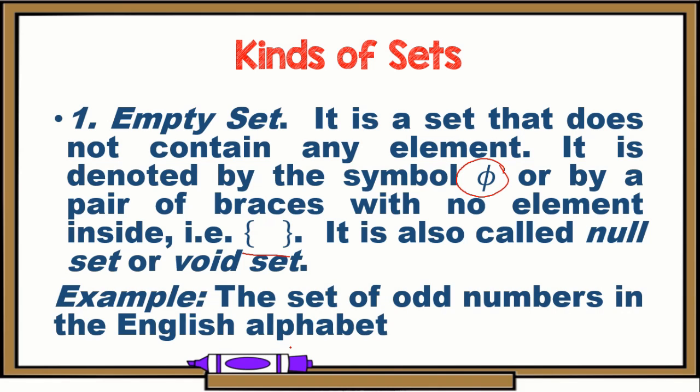Let's look at this example. The set of odd numbers in the English alphabet. Let's analyze. Meron bang number sa English alphabet? Right. Wala. So, puro letters lang ang nasa English alphabet. So, this is an example of an empty set.